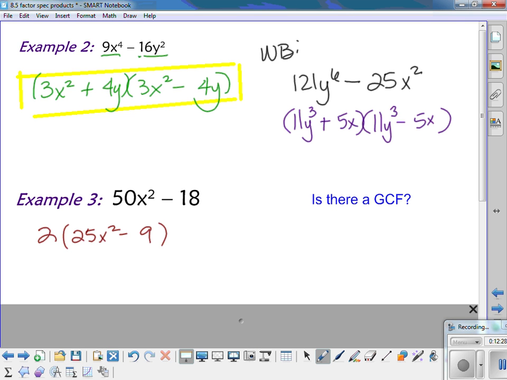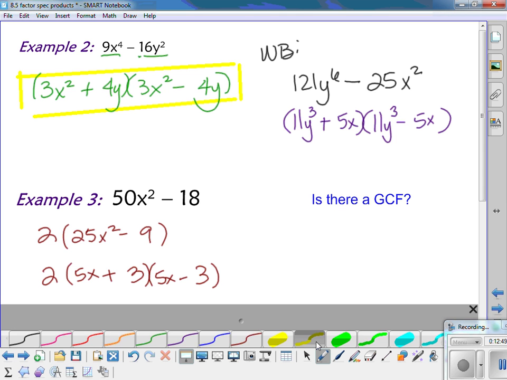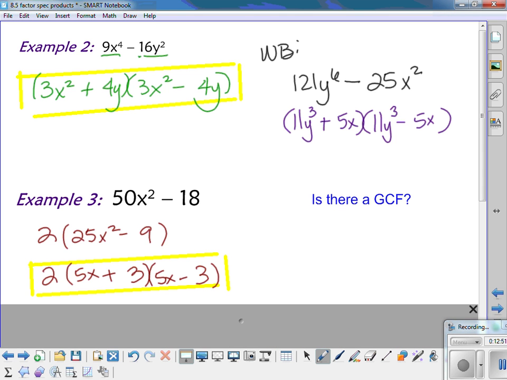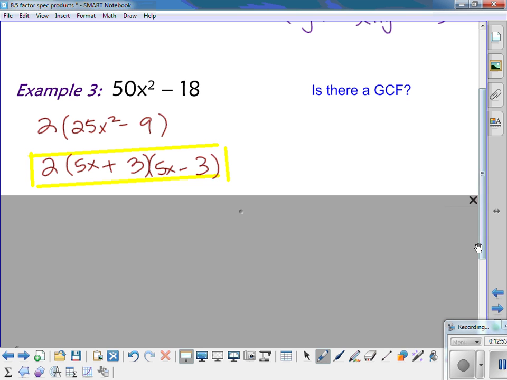Do I have perfect squares now? Yes, I do. So I still have the 2. I can't just throw it away. It's still out there. And then what's the square root of 25x squared? 5x. And the square root of 9? 3. And I have what? Different signs. Yeah. Okay? Any questions there? All right, let's have you guys do one of those on your whiteboards.